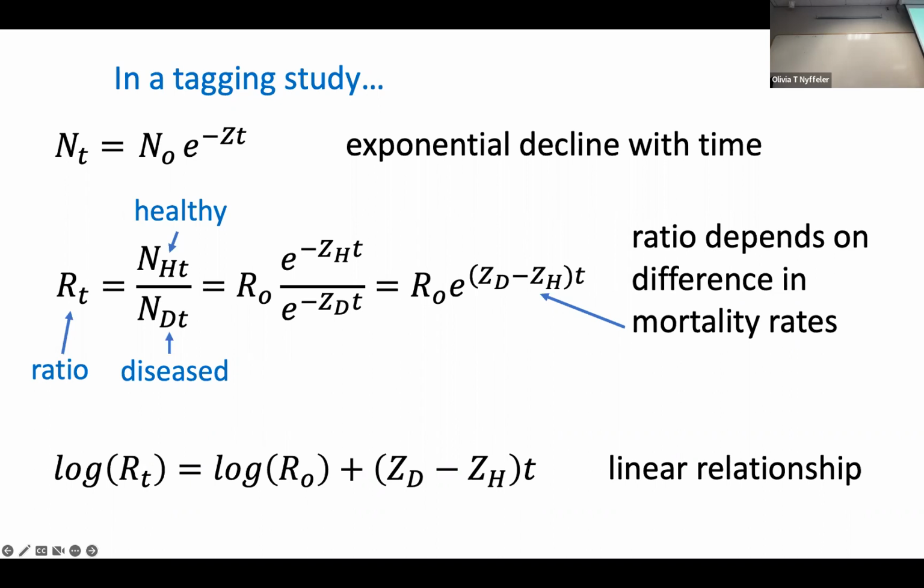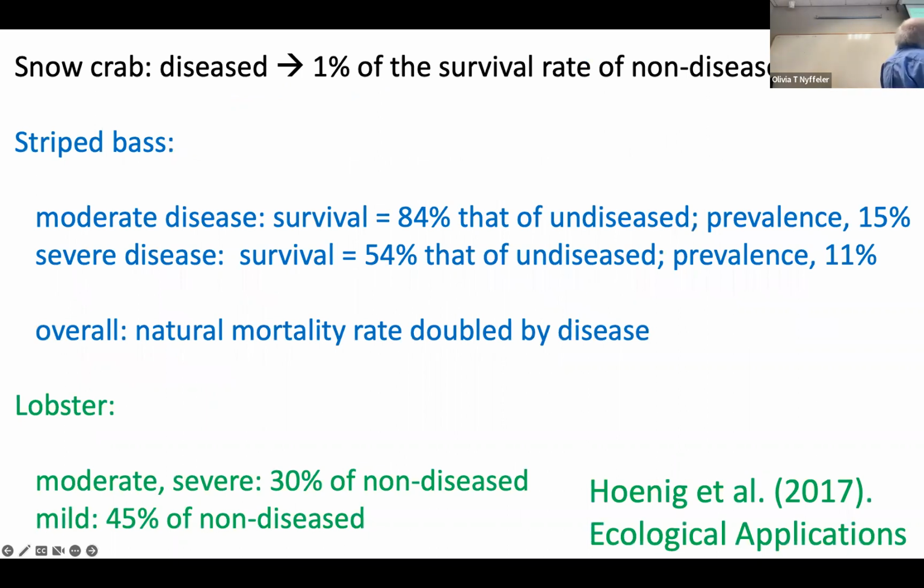If you take the logarithm of that, you're saying the log of the ratio over time will evolve, and it's equal to the log of the initial ratio plus the difference in mortality rates times t. So the slope of this linear relationship is the difference in mortality rates. And actually, if you exponentiate that slope, you're getting the ratio of the survival rates, which maybe is a little more intuitive. And what we found was with snow crabs, if they're diseased, they have about 1% of the survival rate of non-diseased animals. So this method doesn't tell you what the survival rate is. It tells you the relative survival. Whatever the survival rate of non-diseased animals is, these ones have 1% of that survival rate.